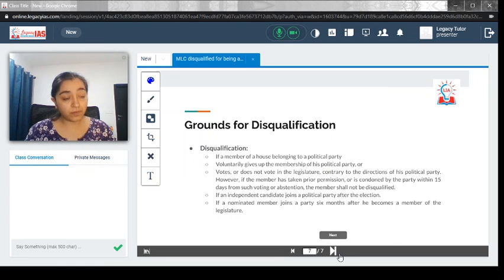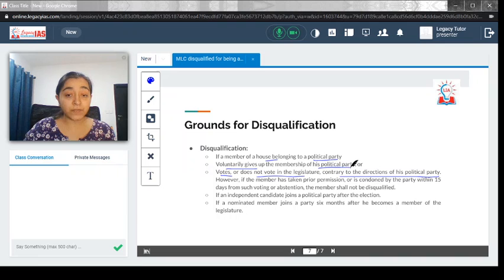Now, what are the grounds on which a candidate or a member of a particular house would be disqualified? So it mentions certain conditions for disqualification. If a member of a house belonging to a political party voluntarily gives up the membership of his political party, or votes or does not vote in the legislature contrary to the direction of his political party. So these are the two conditions. For example, he has been elected as a member from the BJP, but then he voluntarily gives up the membership of the BJP. In that regard, it could be considered as a ground for disqualification.